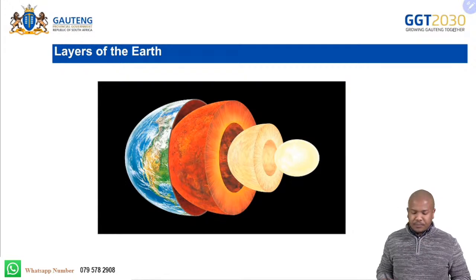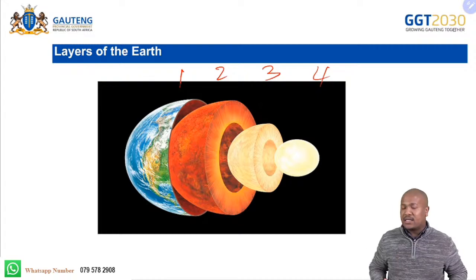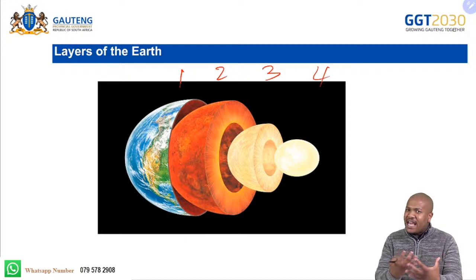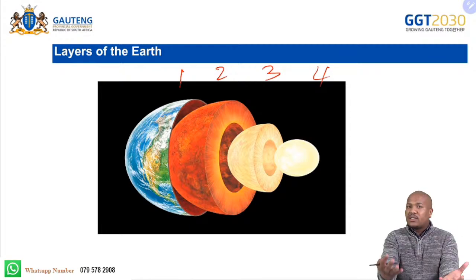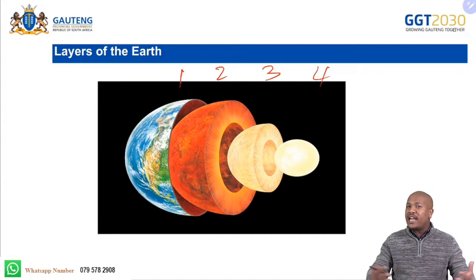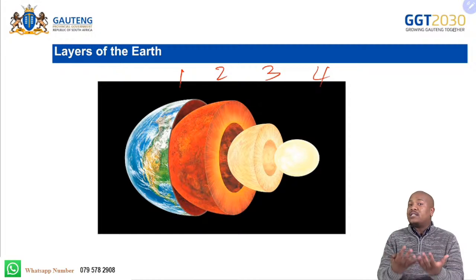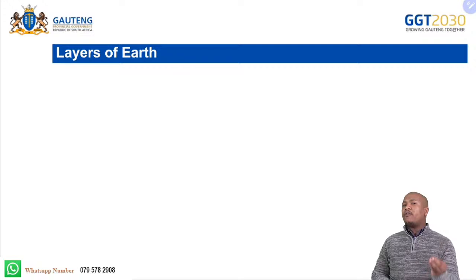So this would be layer number one, layer number two, layer number three, and layer number four in this instance. So now it means the earth is made up of layers that enable us to drift, with the continents moving, and sustain life.